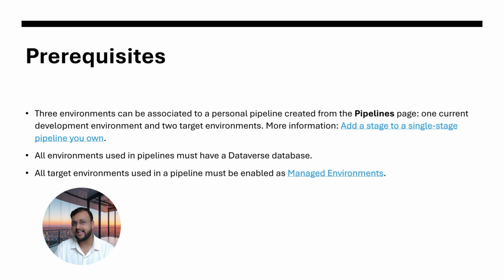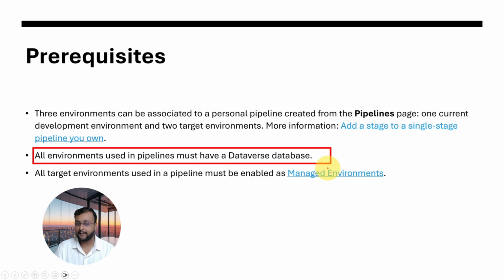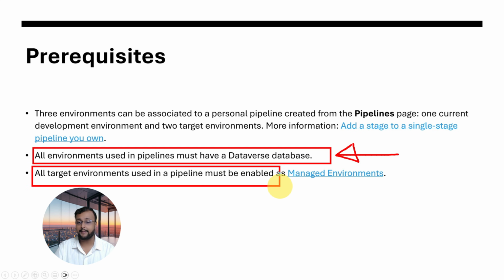Target environment can be anything, whether it will be your QA environment, UAT environment, test environment, or it can be your production environment. It can be anything. Now, the second thing is that all the environments used in the pipeline must have a Dataverse database, which means that when you are setting up your environment, the Dataverse database should be turned on for it. And the last one is that all the environments used in the pipeline must be enabled as a managed environment.